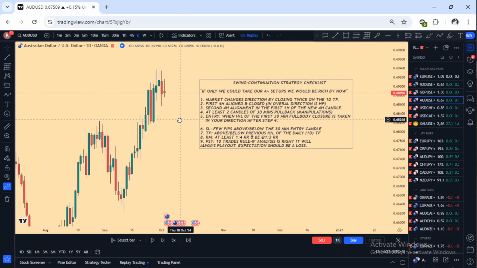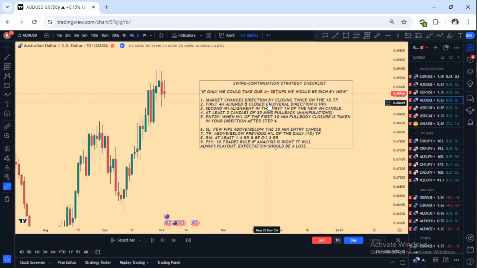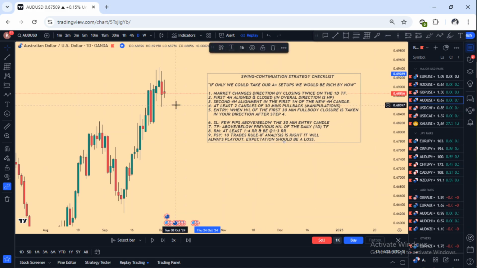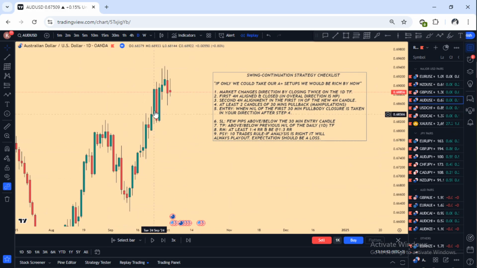Now the market changes direction by closing twice on the daily time frame. Now we want to swing. You don't want to continue or to trade intraday, you want to swing. So this was a buying market, and now we need to see 2 candle closures in one direction. So that is what we've seen.